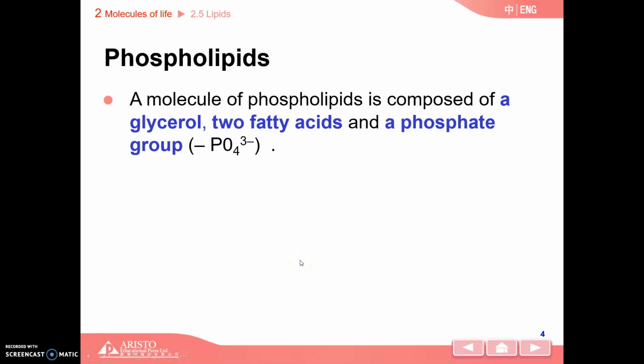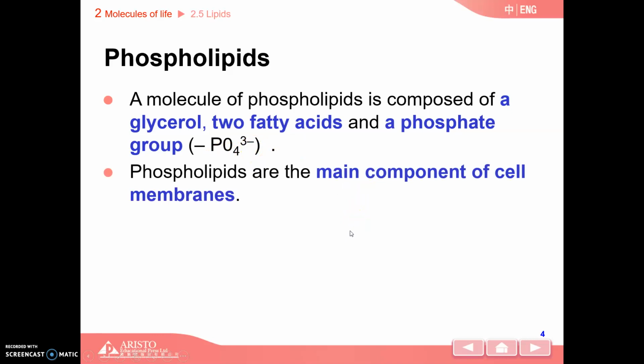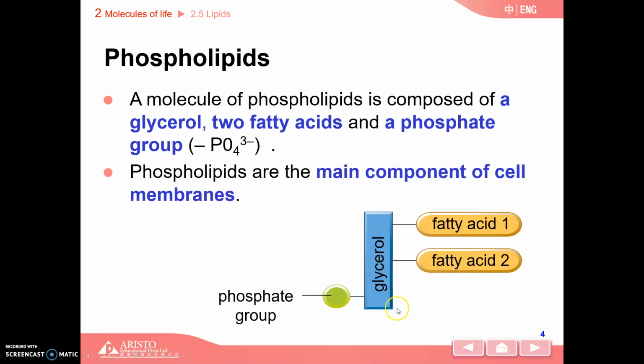And phospholipid is very similar to triglycerides. It is made up of 1 glycerol and 2 fatty acids. The third fatty acid is replaced by a phosphate group, a PO4 3- group, like this one. 1 glycerol here with fatty acid number 1 here, number 2 here, joined covalently by condensation. And the third fatty acid is replaced by this phosphate group here, the PO4 3- is here. This is phospholipid, which is similar to triglycerides, but just one fatty acid is replaced by the phosphate group.